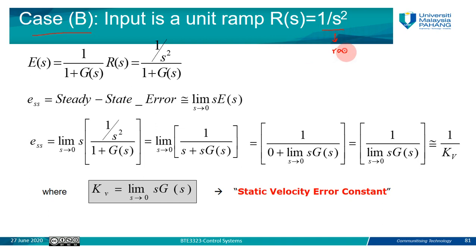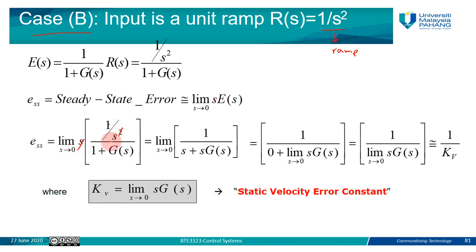For the second case, the input is equal to 1 over s square, which is a ramp function. 1 over s square, ramp function, that means you are going to have 2 extra poles in your system. Okay, so you substitute for R(s) the value of 1 over s square. So the formula becomes (1 over s square) over (1 plus G(s)). In order to find the steady state error, this is the formula, s times E(s). When you multiply s by this 1 over s square, because the input is a ramp function, the s square will go with this s. We still have one s there.